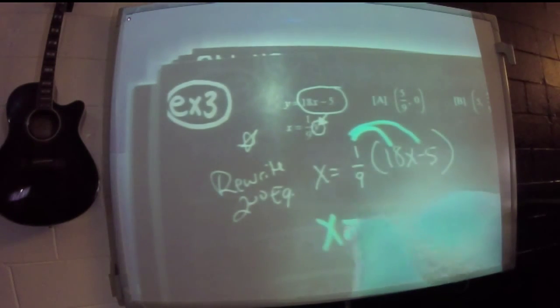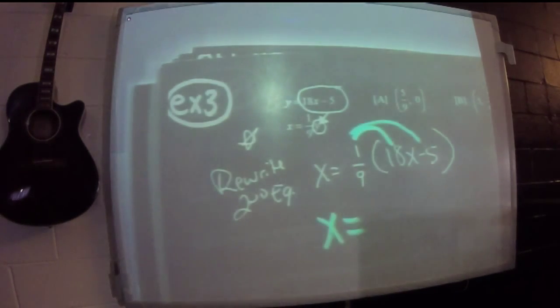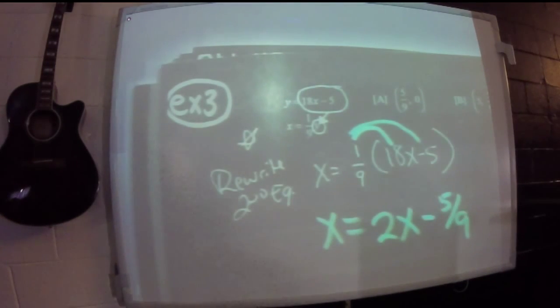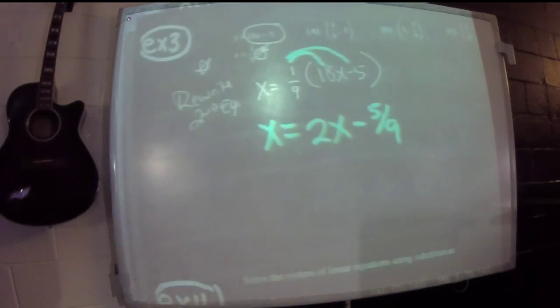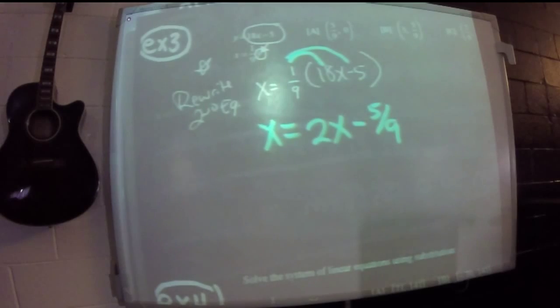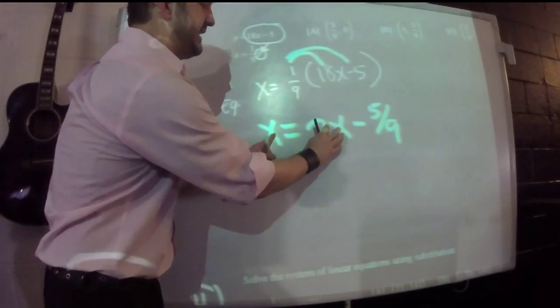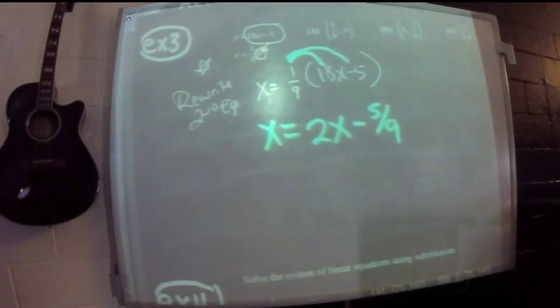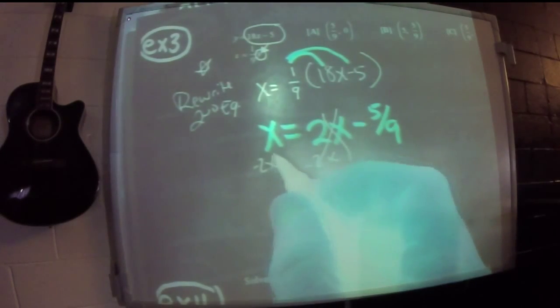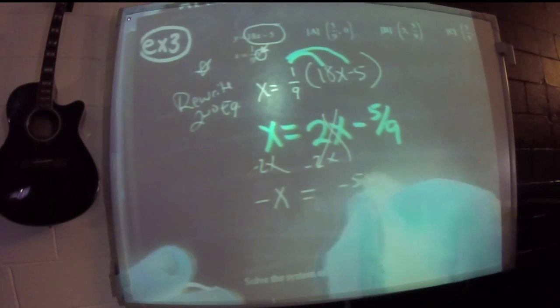Okay, so now x equals, what is 1/9 times 18? 2x. And then this one's not going to be pretty. 1/9 times negative 5. Yeah, it's not pretty, but that's what it is. But the good thing is, this is an equation that does not have y in it, it's just x. Any suggestion for what happens next? Minus 2x. Yeah, that's fine. If we got x's on both sides, let's kill that one. So let's minus the 2x over. 1 minus 2 is negative 1, so you get negative x equals negative 5/9.